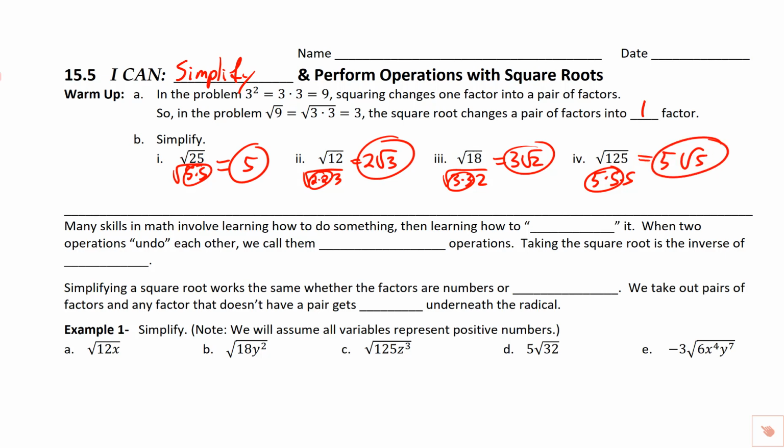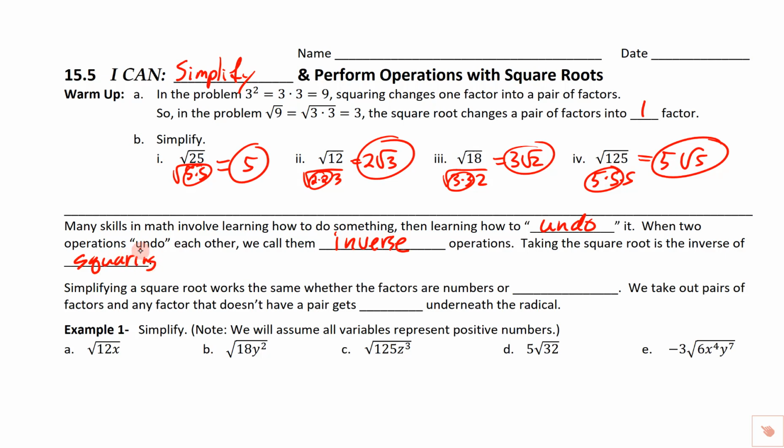Now, there are lots of skills in math that involve learning how to do something, and then we actually learn how to undo it. We learn how to reverse whatever that process was. And when two operations undo each other, I'm hoping that you know what this is because we've probably mentioned this about a million times, we call them inverse operations. So inverse operations, that means they undo each other. And taking the square root is the inverse of squaring, okay?